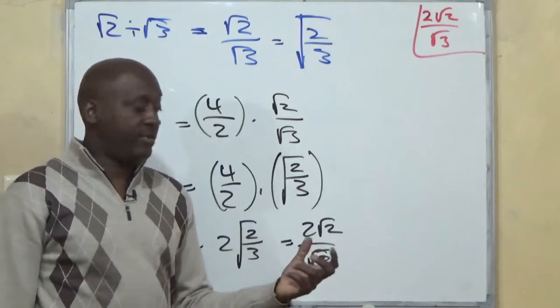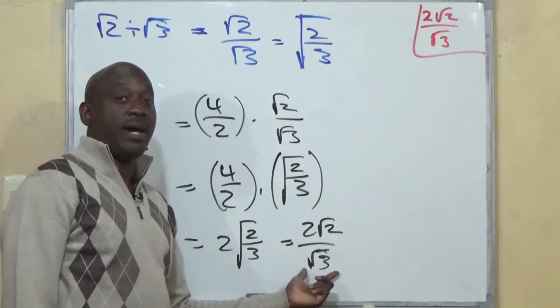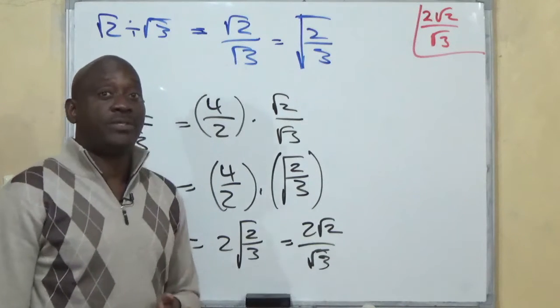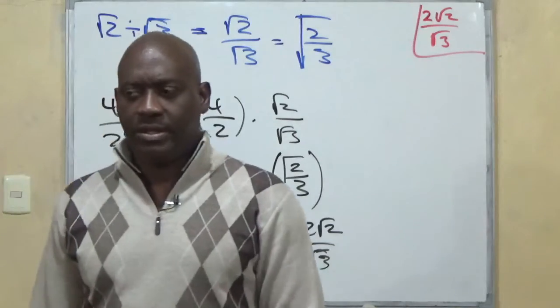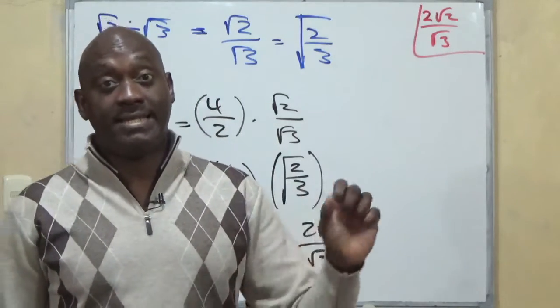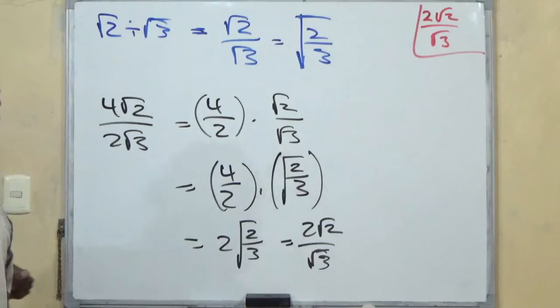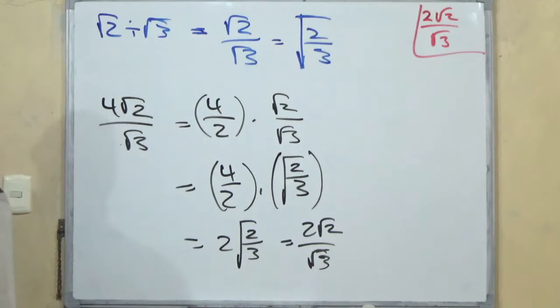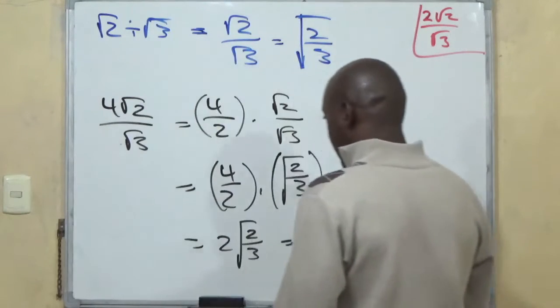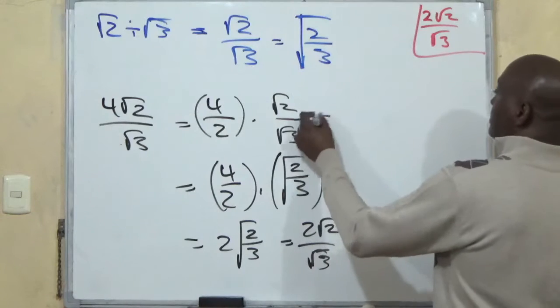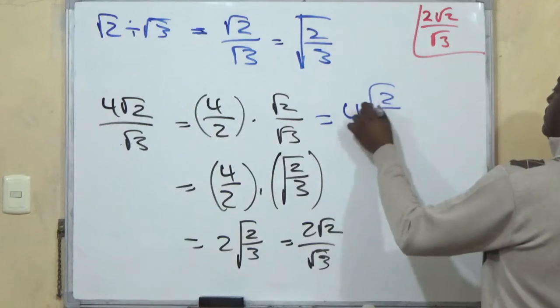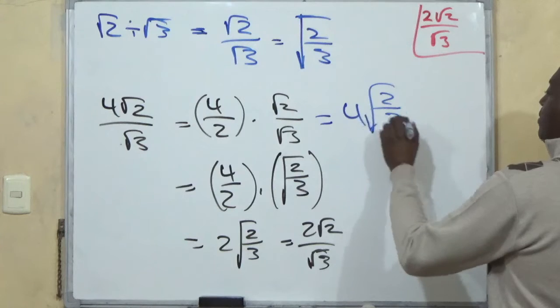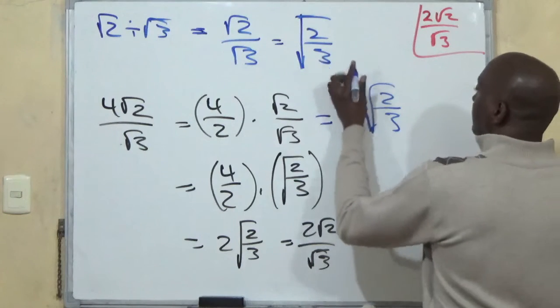In surds at this level, we would normally end up with this. And then there's another process that we will introduce in the next video. That is the process of rationalization. We rationalize the surd. Suppose we have 4 root 2 over root 3. We could do that too. We can just leave it as 4 root 2 over root 3, or we can simply write that as 4 root 2 over 3. It all depends on the context that we're operating in.